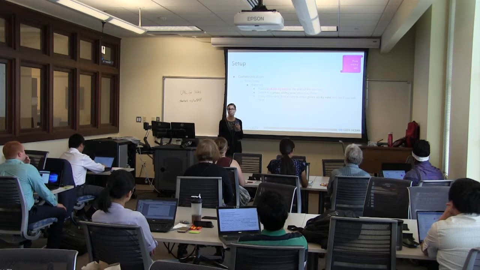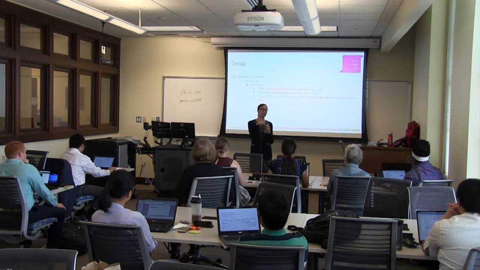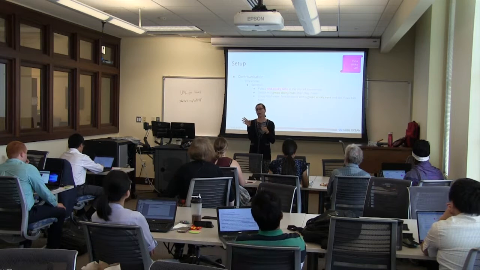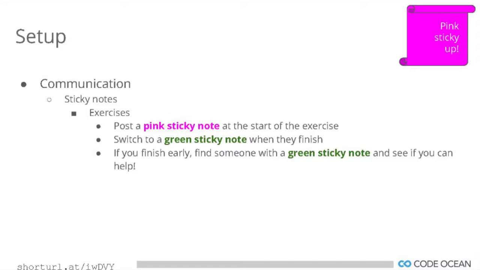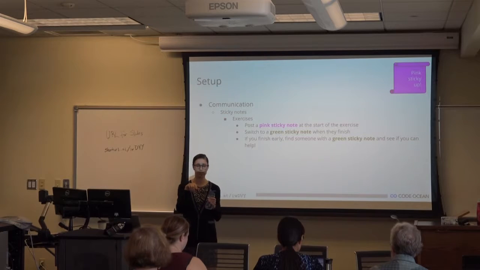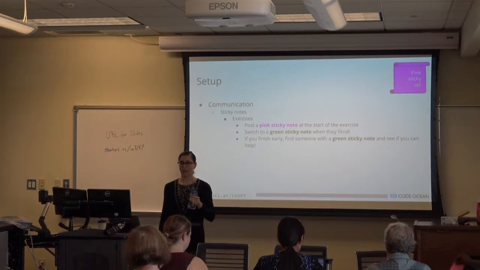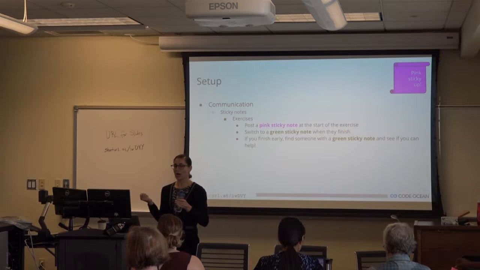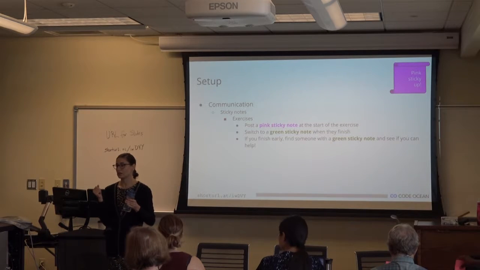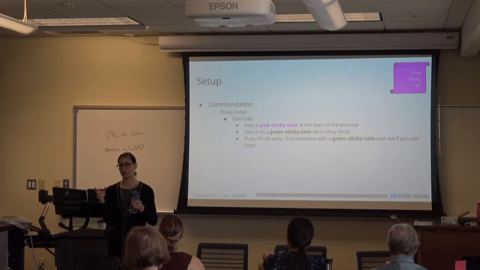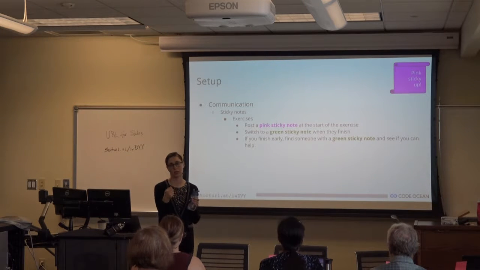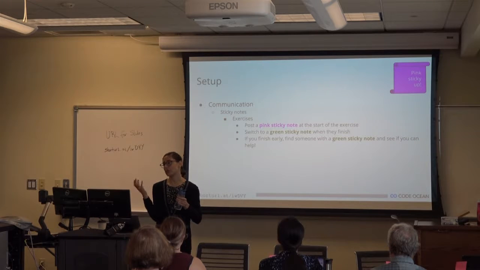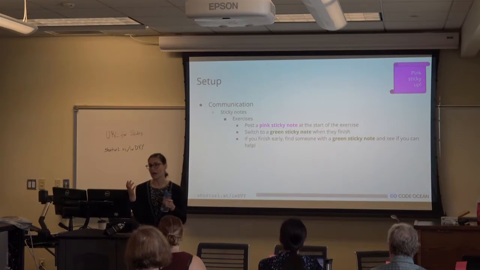Okay, so as I said before, we're going to use these sticky notes to communicate where we're at in the exercises. And if you finish an exercise, take a look around and see if someone around you might need a little bit of help. So for now, everyone put up a pink sticky on their laptop. And that's to signal that we're about to start an exercise and that you're in the process of going through it. When you finish an exercise, you'll switch it to a green sticky to signal that you either have finished it or you just don't have any questions and you get it.